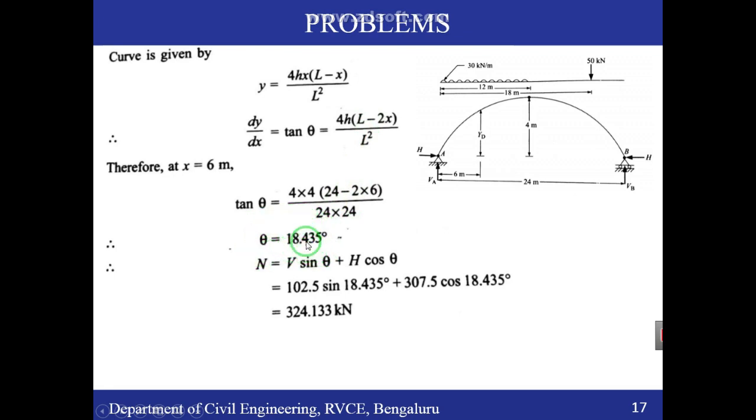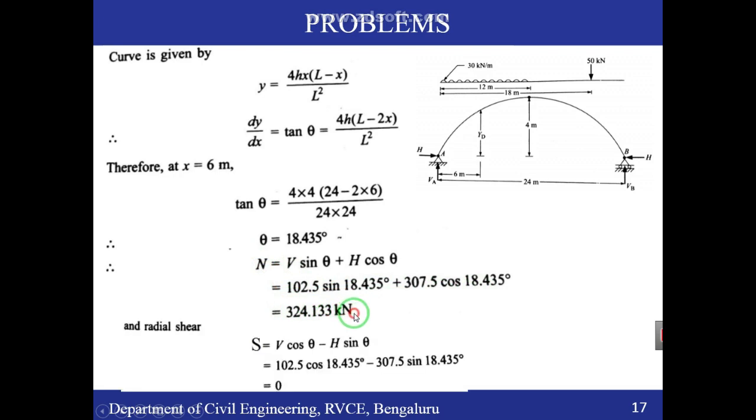We are going to substitute these values. H is going to be as it is, the horizontal reaction. V we have just calculated, and the value of theta also is known. So all the three unknowns can be filled here. Once you substitute the values and calculate, you are going to arrive at a solution of N equal to 324.133 kilonewtons.